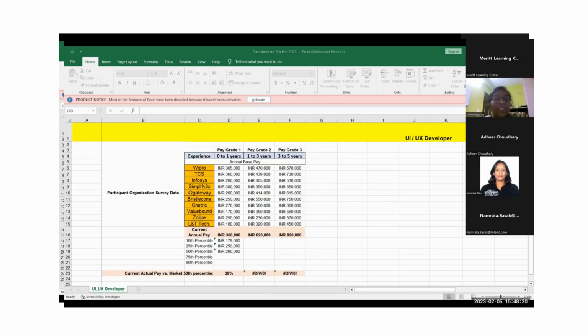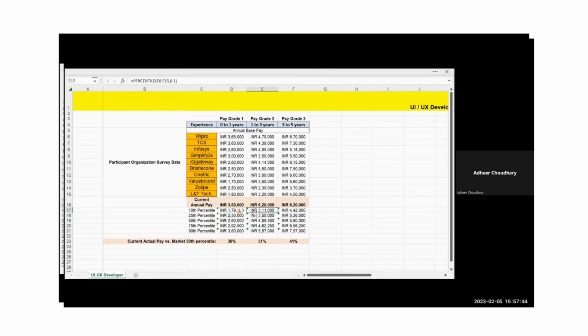And likewise 820. So I put the percentile formula by selecting the data. The 10th percentile, I'm really not so concerned. Let us start looking at our 50th percentile.